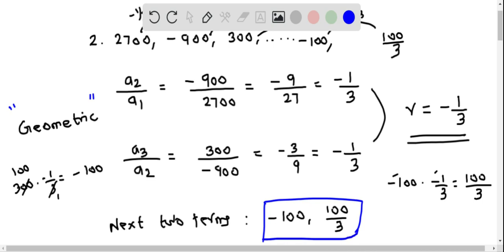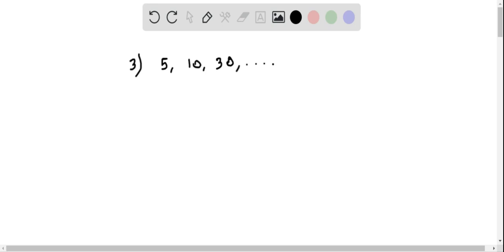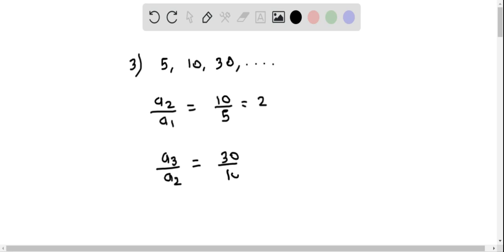We now verify if this sequence is geometric. So let's find the ratio of the second and first term, that is a2 over a1, and this equals 10 over 5, and this equals 2. Now let's find the other ratio between the third and the second term, that is a3 over a2, and this equals 30 over 10, and so this gives 3.